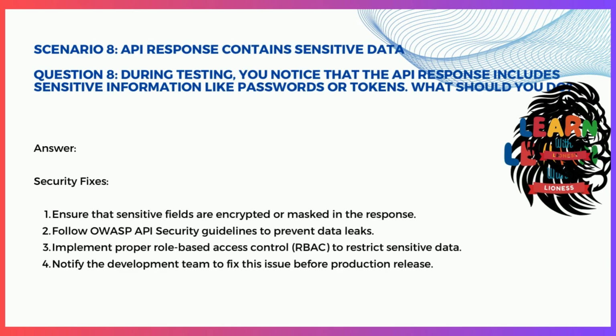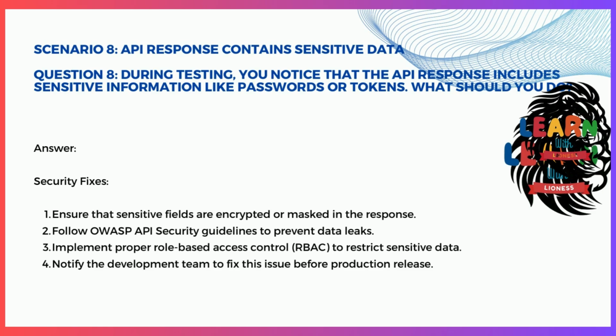Scenario 8. API response contains sensitive data. Question 8. During testing, you notice that the API response includes sensitive information like passwords or tokens. What should you do? Answer. Security fixes. 1. Ensure that sensitive fields are encrypted or masked in the response.